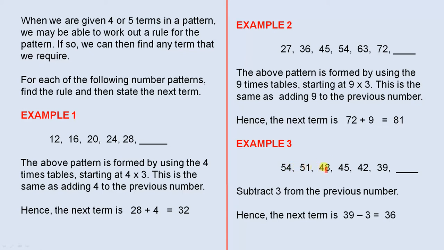Example 3, 54, 51, 48, 45, 42, and 39. Subtract 3 from the previous number. So 54 minus 3 gives us 51. 51 minus 3 gives us 48. 48 minus 3 gives us 45, and so on. Hence, the next term is 39 minus 3, which is 36. So that's 36 there.